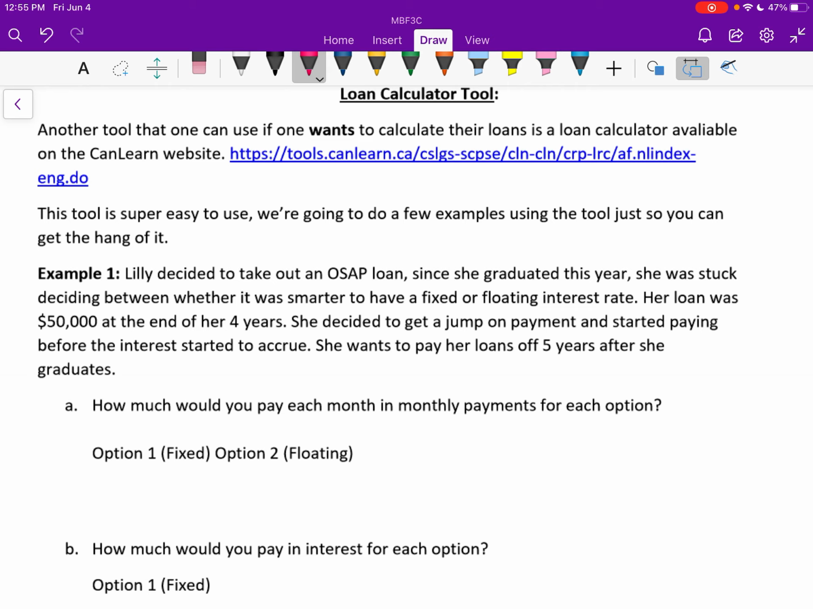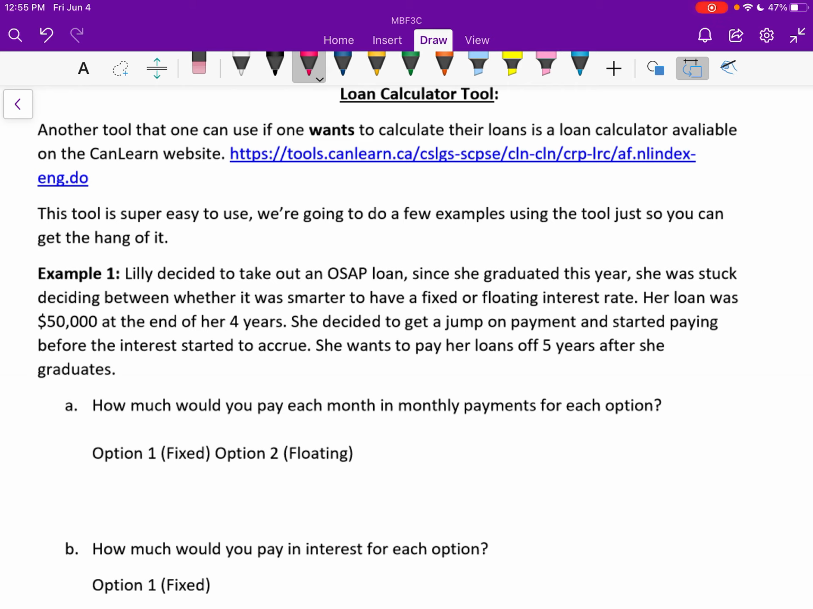It says Lily decides to take out an OSAP loan. Since she graduated this year, she was stuck between deciding whether it was smarter to have a fixed or floating interest rate. Her loan was $50,000 at the end of her 4 years, and she decided to jump on payment and start paying right as she graduated before the interest started to accrue. So with OSAP, you actually have a 6-month grace period where the interest doesn't accrue, right? But you can start paying off your loan right then.